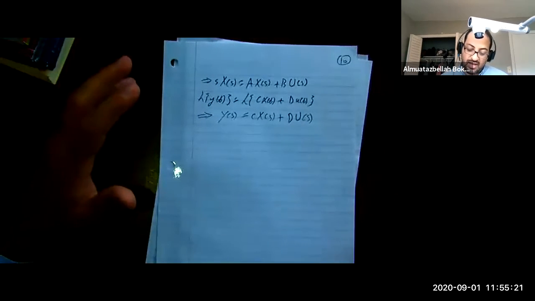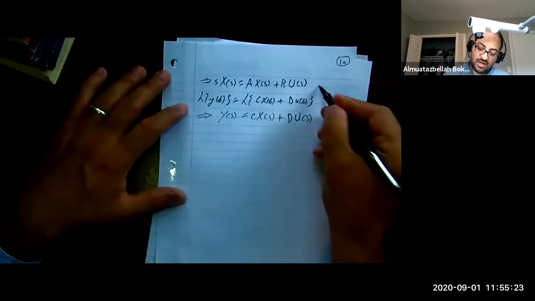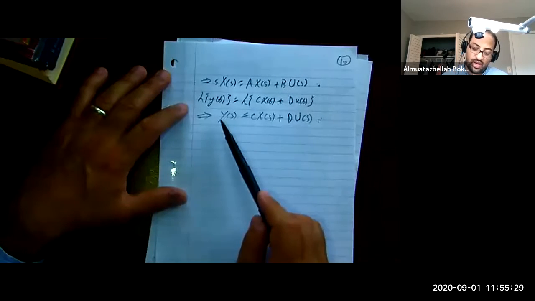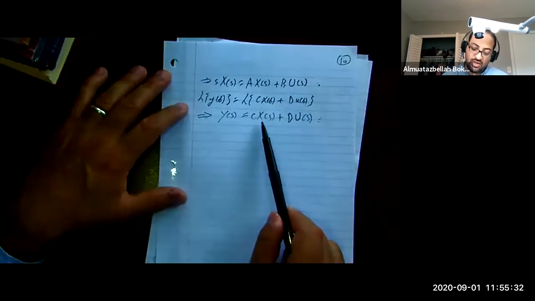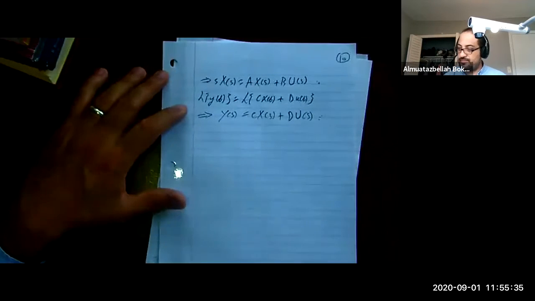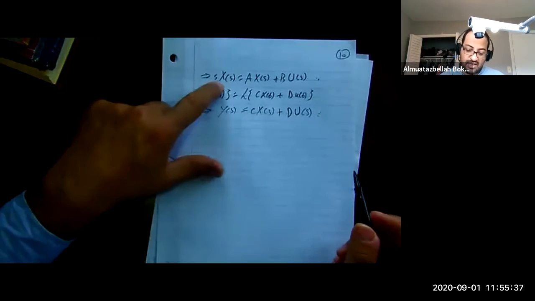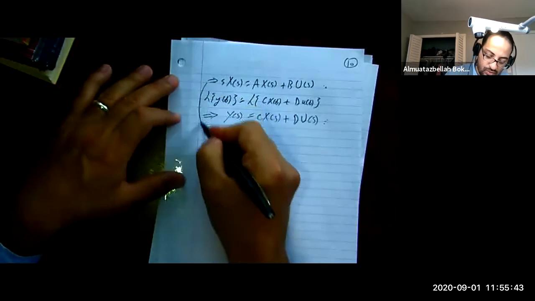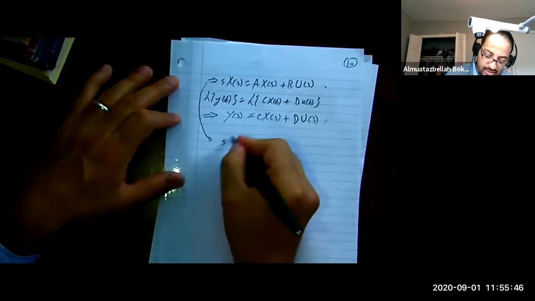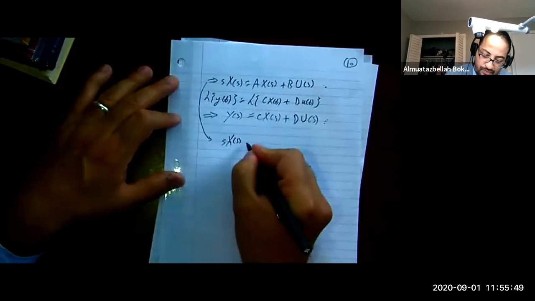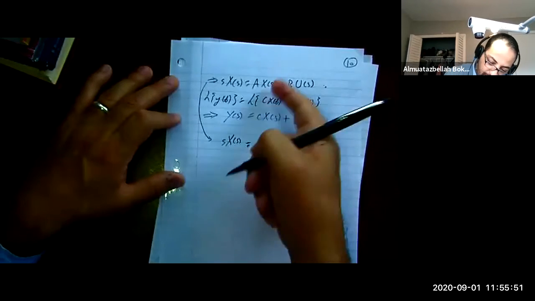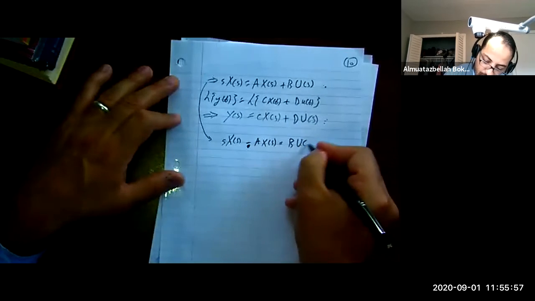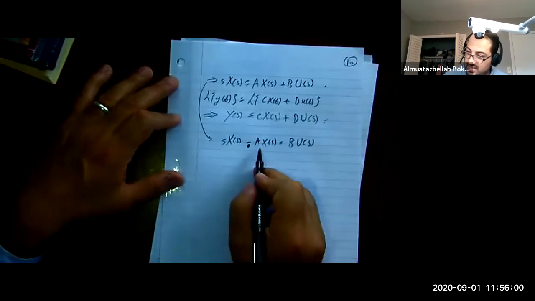Then the nice thing about Laplace is that now I have two equations that are algebraic. So I can manipulate these two equations to find a relationship between y and u. Which means that I need to get rid of this x from this equation here. So to get rid of x, let me get x from the first equation. So from the first equation, I have sX of s equal to, take the A to the other side, minus A x of s, equal to B u of s.